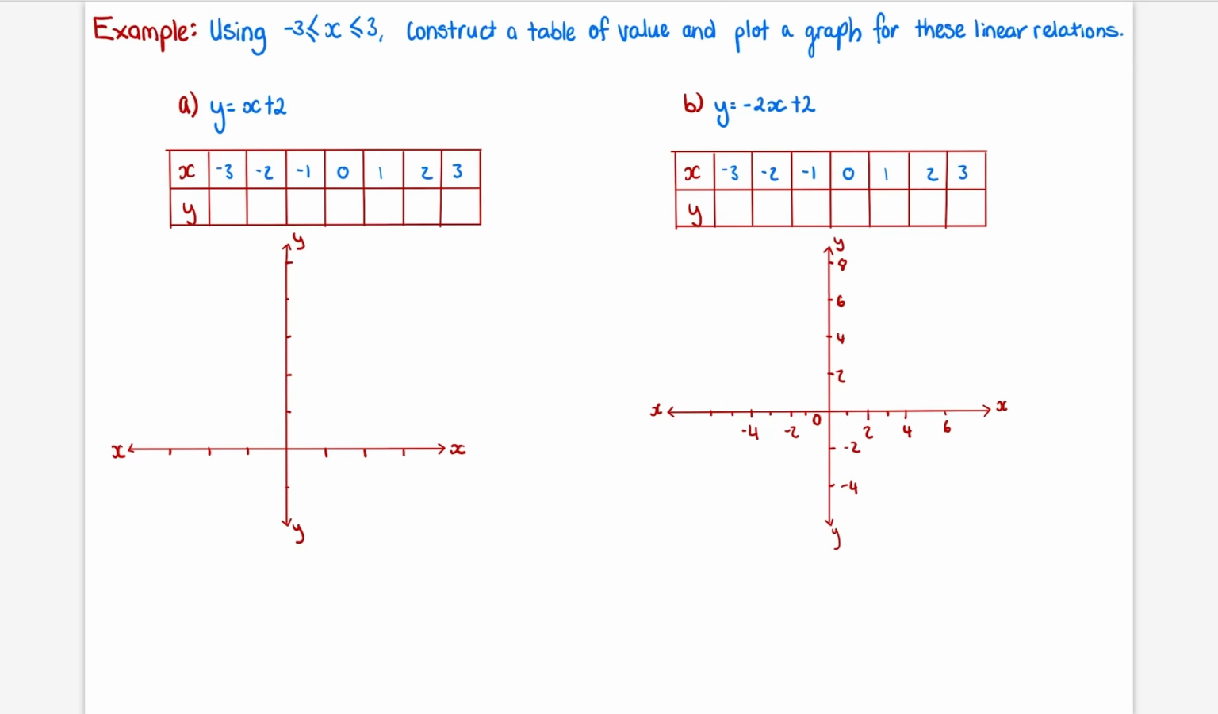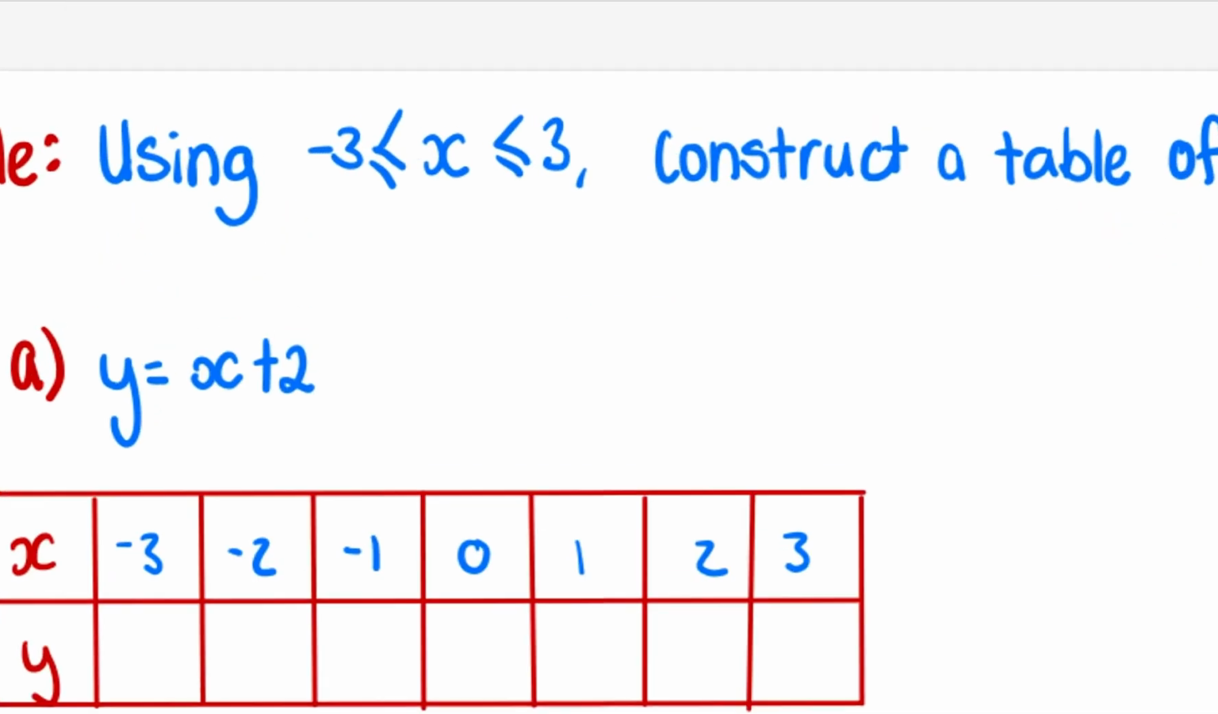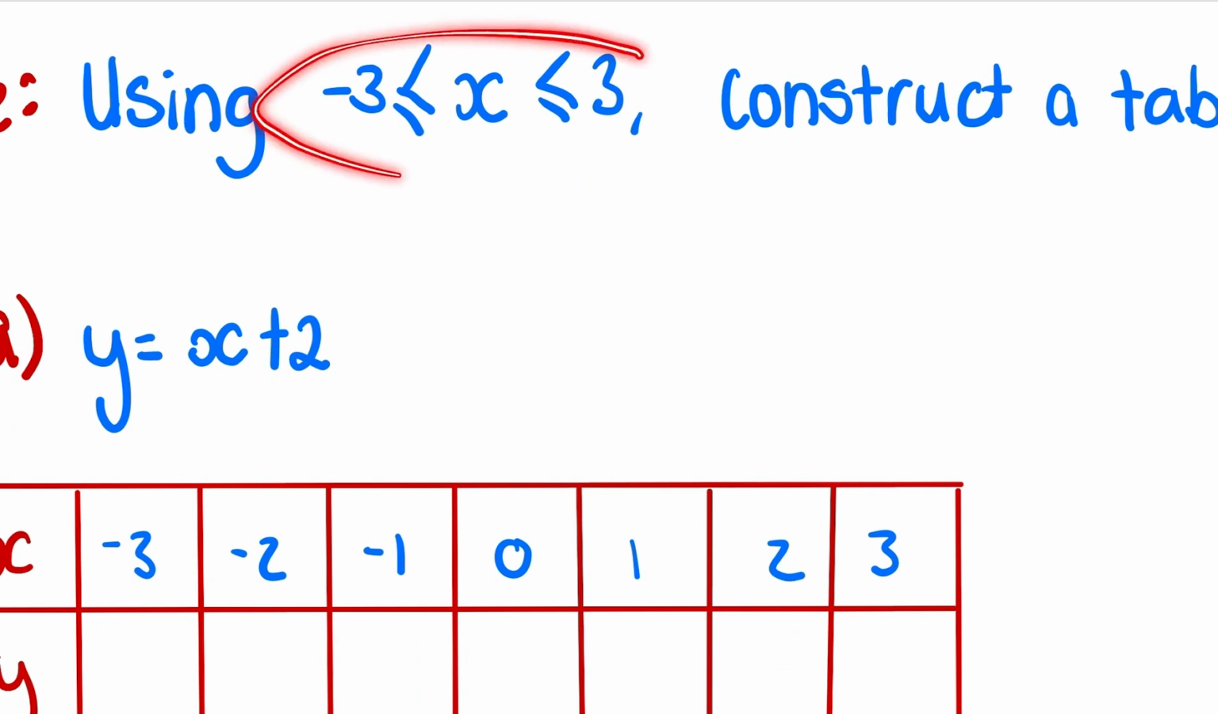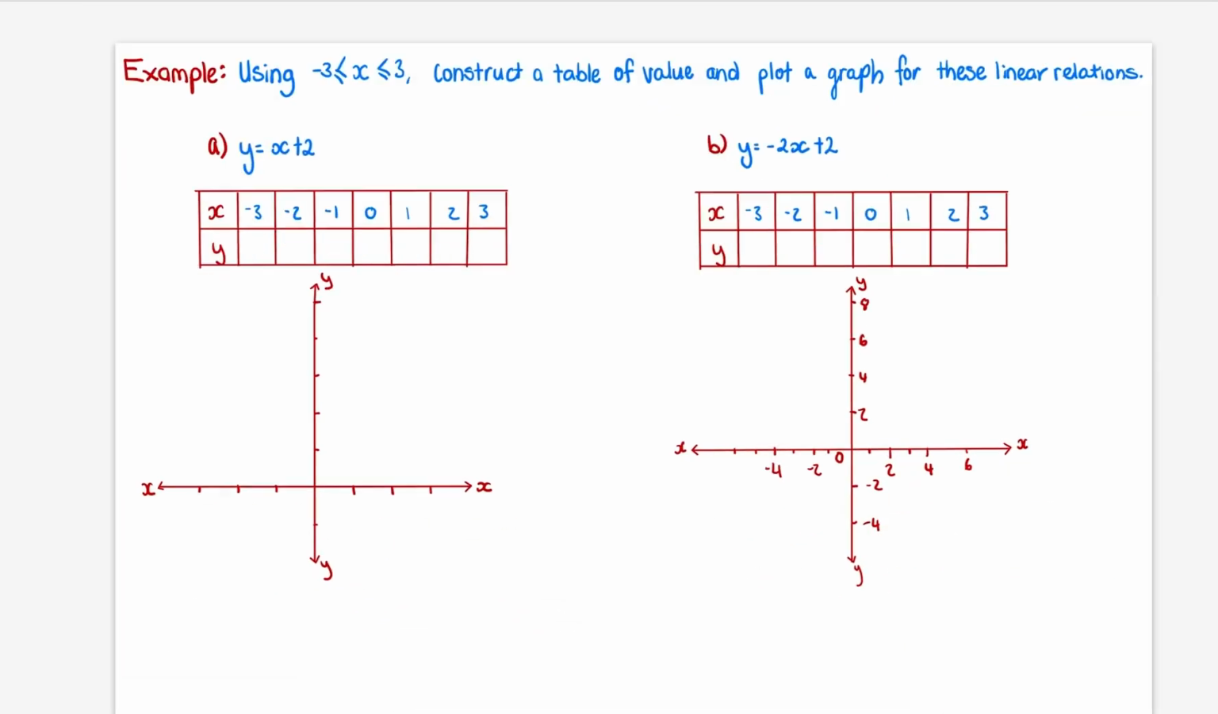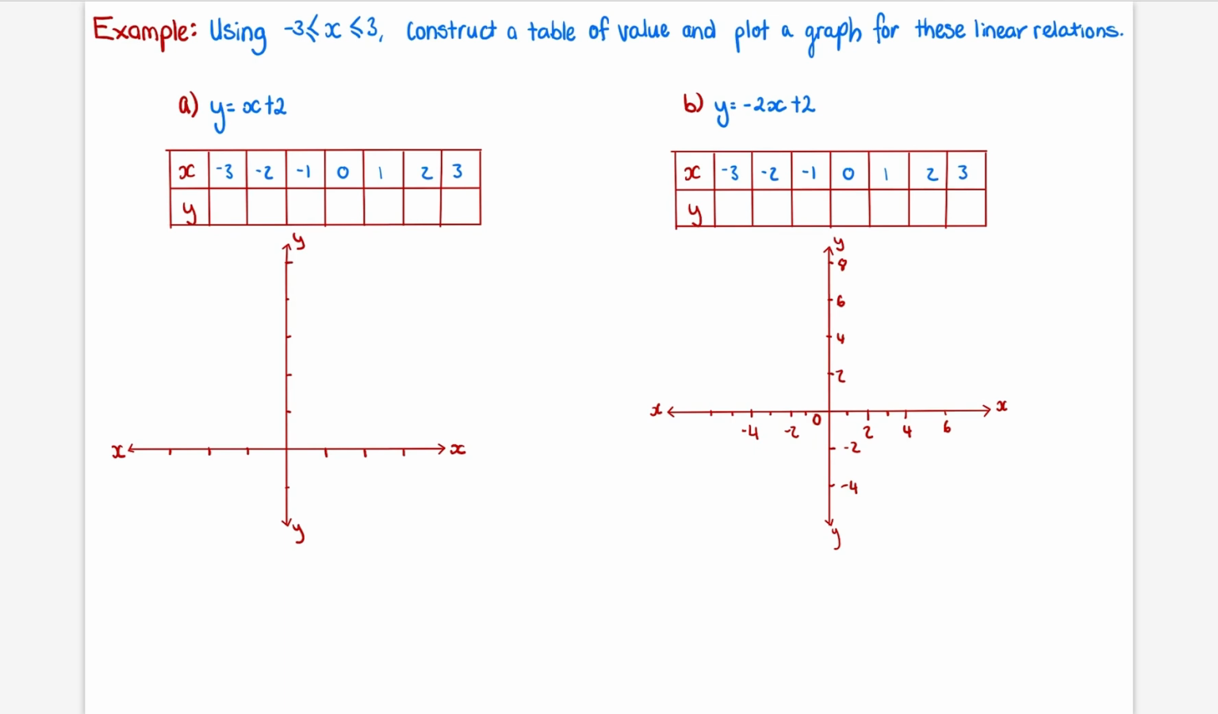So for the first thing it says for this example, we've got using -3 is less than or equal to x is less than or equal to 3. What that means, well, it looks like a whole bunch of mumbo jumbo. This just means for our table of values, we're going to use the range -3 to 3. So all numbers in between those two numbers. So that's pretty nice. So at least they've told us what we need to use. So reading the rest of this says, construct a table of values and plot a graph for these linear relations.